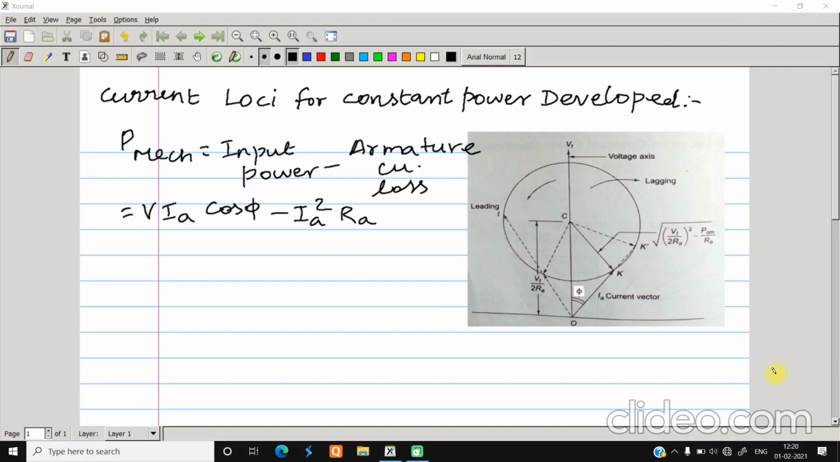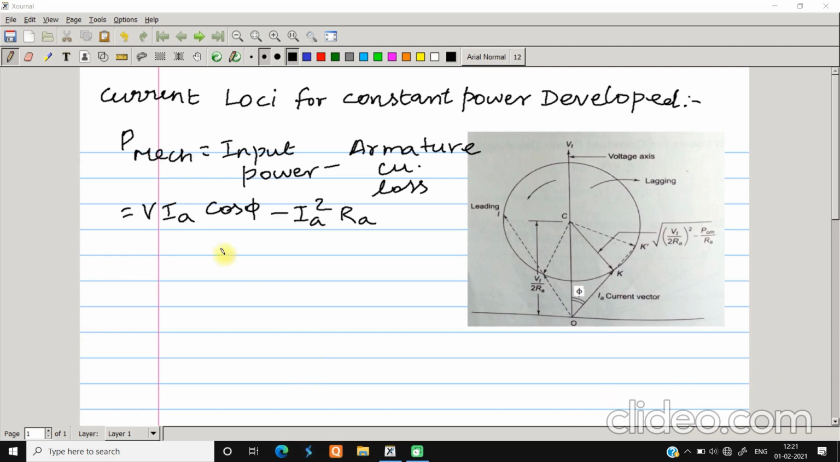So in this lecture we are going to see about the current locus for constant power developed in the synchronous motor. We will also see about the current locus for the constant excitation in this video itself. Normally for any motor, the mechanical power developed will be equivalent to the input power minus the armature copper losses, which are prevalent in any type of motor.